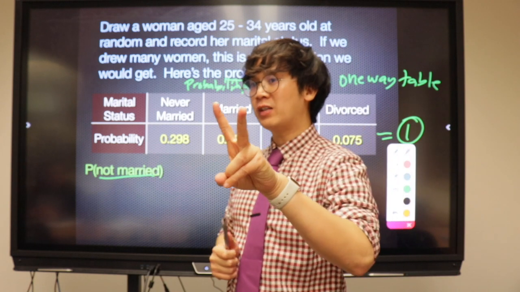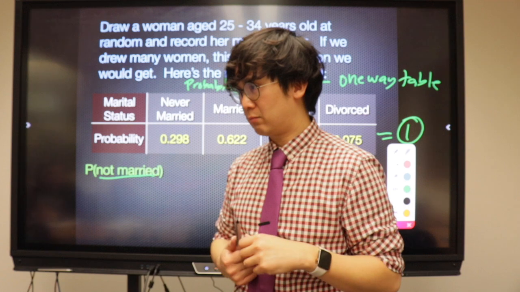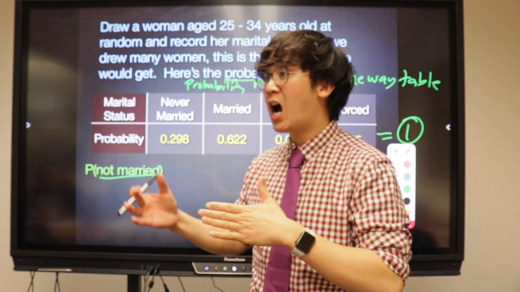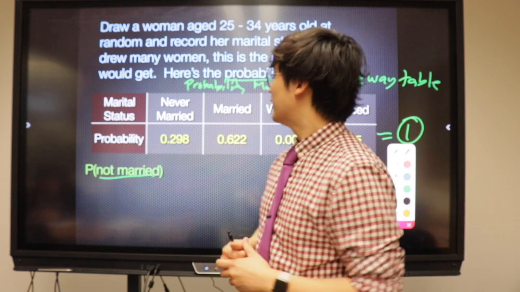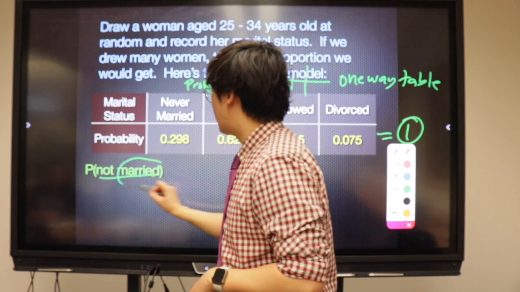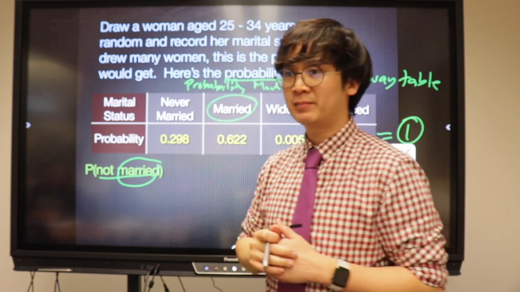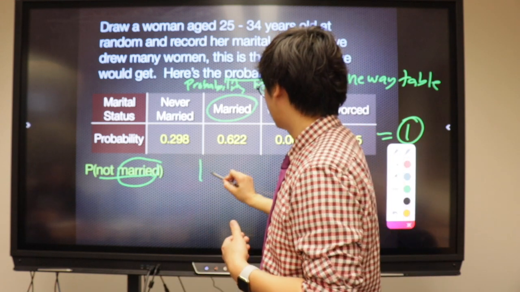There are two ways to answer this problem. One way is what we call the complement of an event. Do you know what complement is? It's the not. It is the missing part of a whole. So in this case, the operative word is married, and we have married, which happens to be not married. So it's just one.